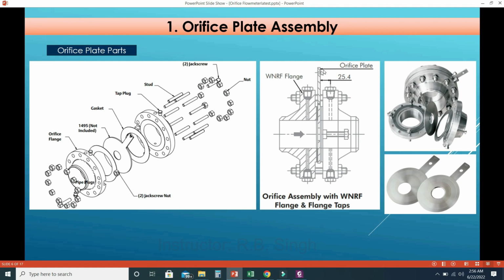So this is the complete installation of the orifice plate and assembly, and this is the pipeline. This flange is called a weld neck flange. This weld neck flange will be welded with the pipe. This is the figure where you can see this is the plate, this is the gasket, this is the weld neck flange, this is the joint assembly, this is the plate only.